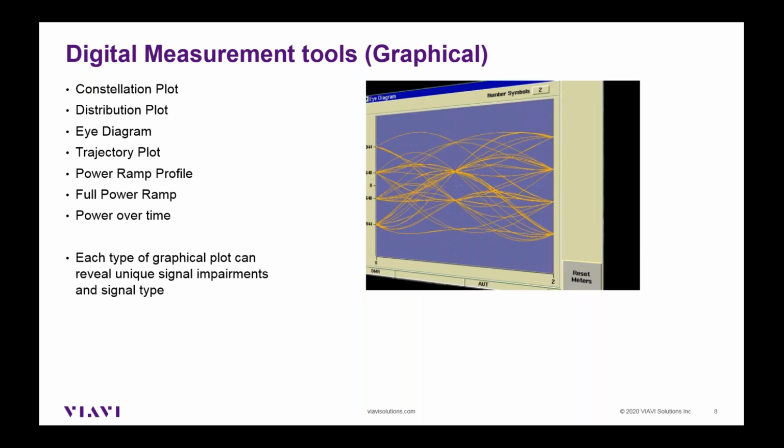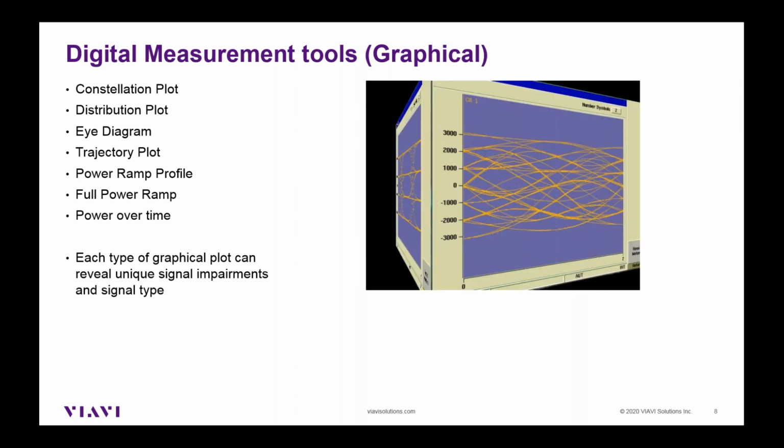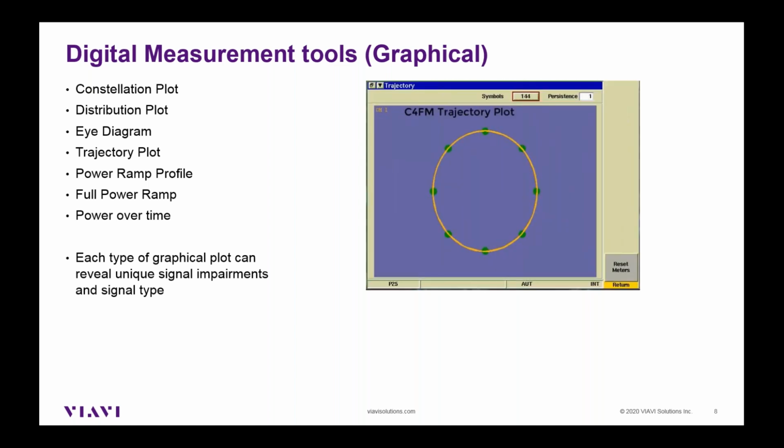A DMR eye diagram. And again, this is an eye diagram, but this is of a P25 LSM signal. So just by looking at it, I can see what type of signal it is. That's an eye diagram of a phase 2 HCPM type signal. A trajectory plot, this gives us different information. It's a power magnitude plot.